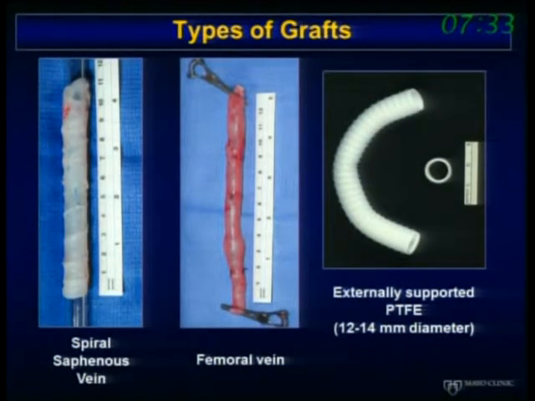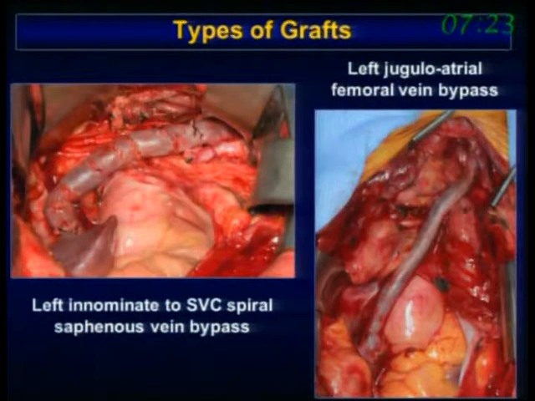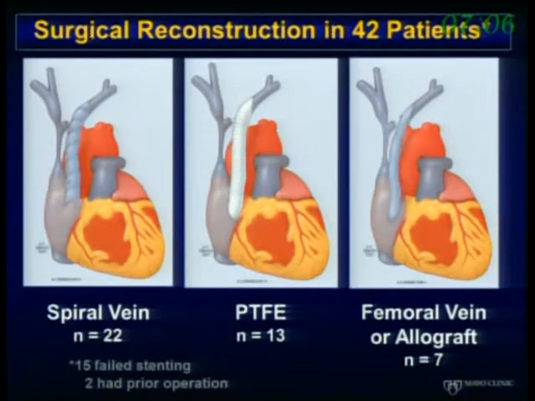Most of the time in our early experience, we used spiral saphenous vein grafts or prosthetic. In recent years, we've used femoral vein when the saphenous vein has been of poor diameter, and we prefer that to the prosthetic. And this is just an example of some bypass grafts. On the left is shown a spiral vein graft taken from the left innominate vein to the SVC. Dr. Glovitsky did that operation. And on the right-hand side of the picture is left jugular bypass using femoral vein that Manju Kalra did.